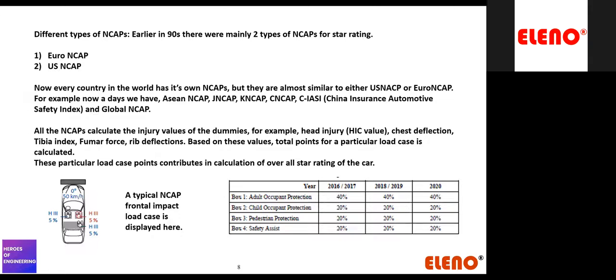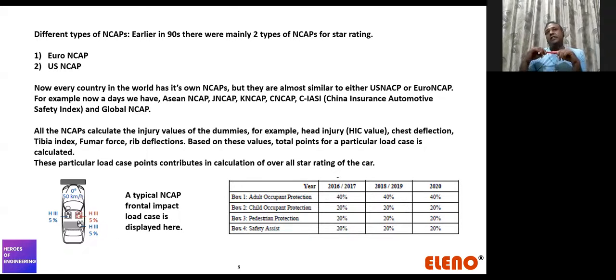Great. Okay. And now coming to the safety assistant. Safety assistant is called the active safety. For example, you have not worn the seatbelt, there is an alarm signal, and you just wear the seatbelt. This is called the active safety. There are some sensors in front of the car which detect the collision. That is also called the active safety. So the safety assistant also has a 20% weightage in the calculation of the 5-star rating.